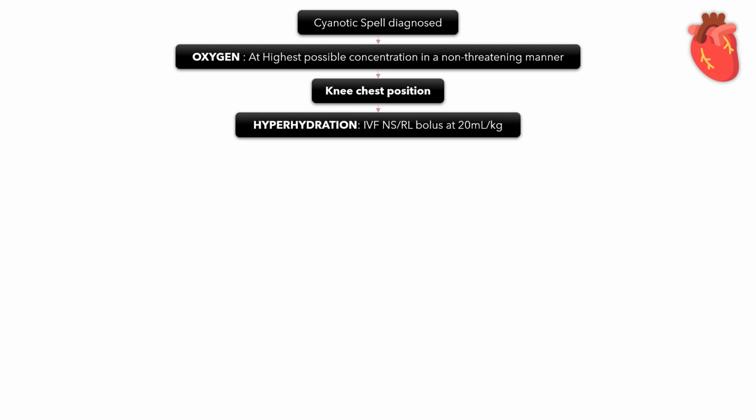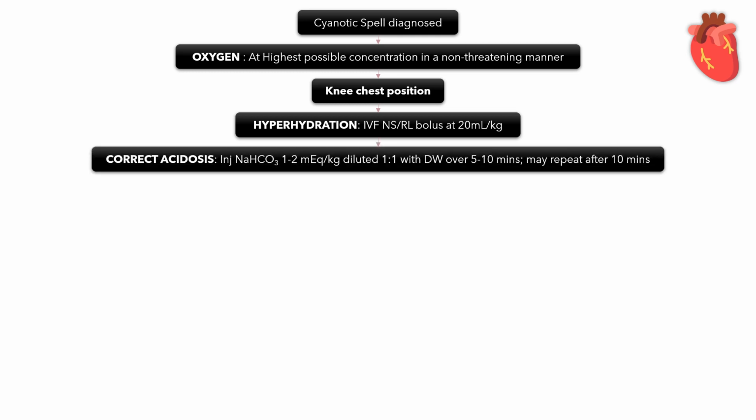So if a patient of cyanotic spell comes, what are the steps? If a cyanotic spell is diagnosed, next we need to give oxygen at the highest possible concentration in a non-threatening manner. Then we have to keep the patient in a knee chest position. Then we have to hyperhydrate the child by giving a NS or RL bolus at 20 ml per kilo. Then we have to correct the acidosis by giving injection sodium bicarbonate 1 to 2 milliequivalent per kilo diluted 1:1 with distilled water over 5 to 10 minutes. May be repeated after 10 minutes.